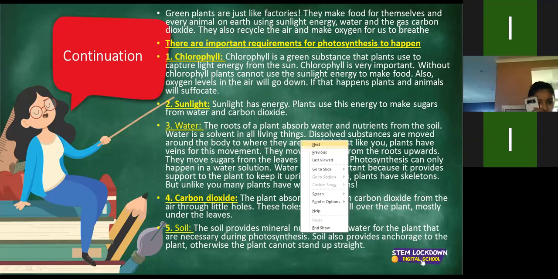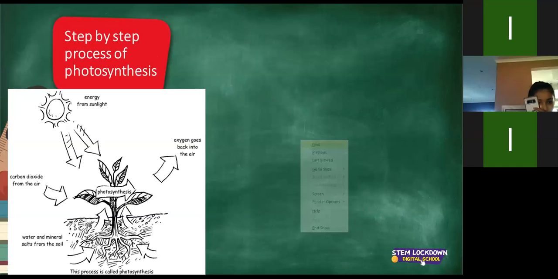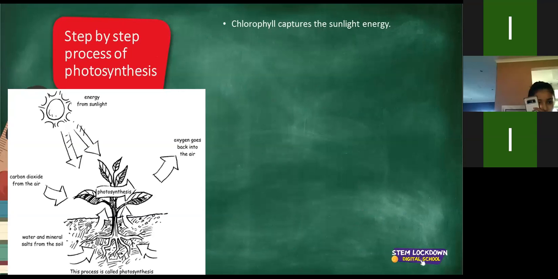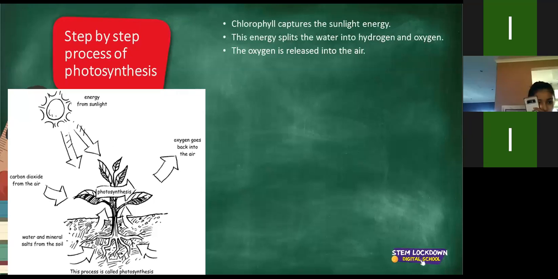All right, now here's a step-by-step process of photosynthesis. I would like you to remember this very thoroughly. Right, so first of all, chlorophyll captures the sunlight energy. Then next, the energy splits the water into hydrogen and oxygen. Then the oxygen is released into the air.